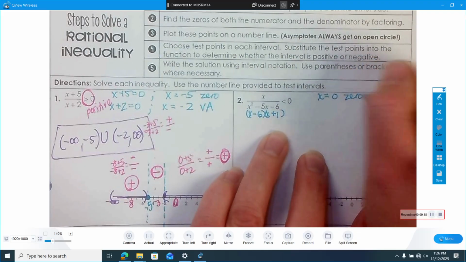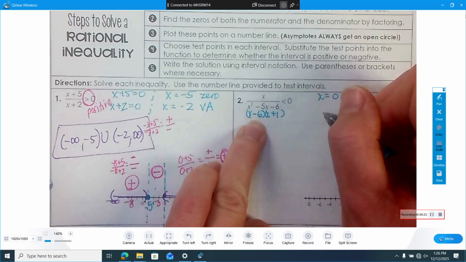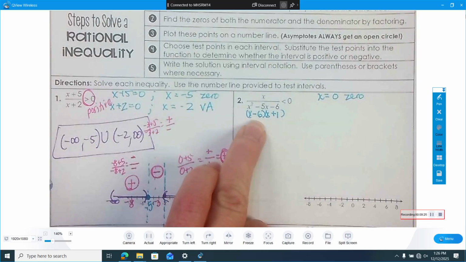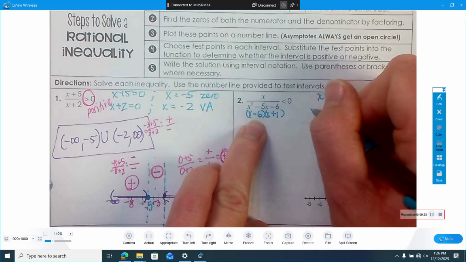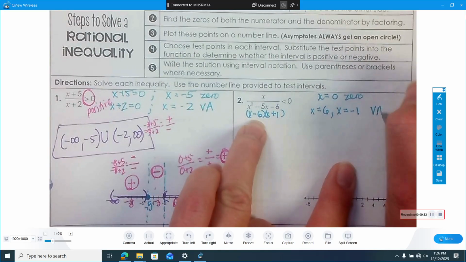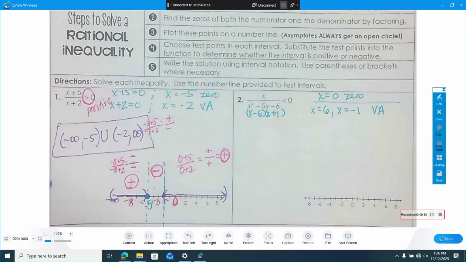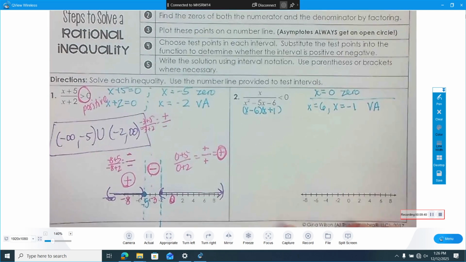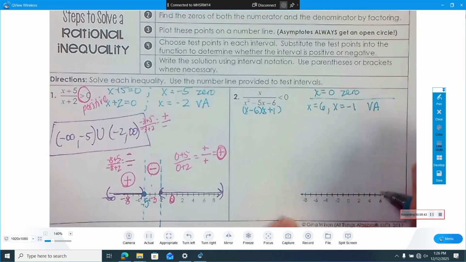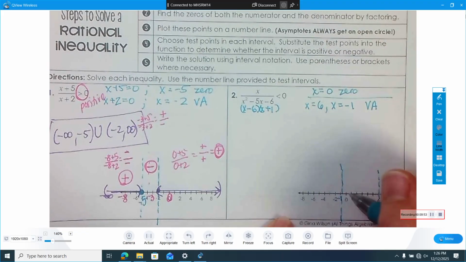That is a 0. And then I set the denominator. Each bubble gets set equal to 0. So what do we get for those solutions? And those are vertical asymptotes. Since they came from the denominator, they give us the vertical asymptote. So I'm going to mark those on my picture here. I have a vertical asymptote at 6. At negative 1, I have a vertical asymptote. And then at 0, I have a 0.